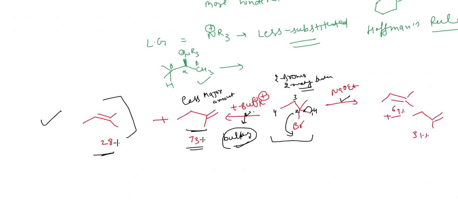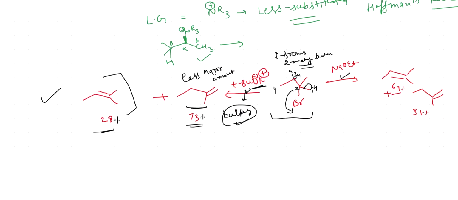So why is the possibility of abstraction of proton in the case of a bulky base less? I will discuss that in the next example. So what is the reason behind it? I will discuss it in another example.